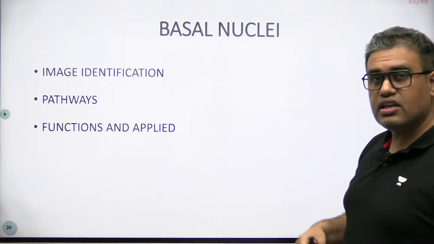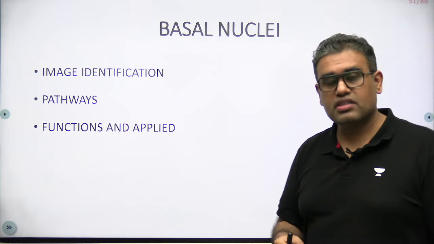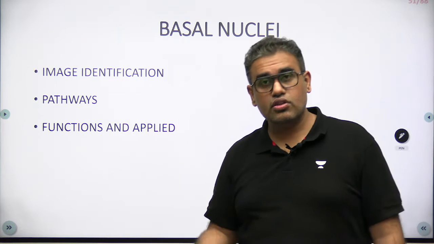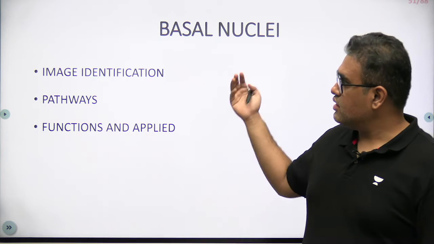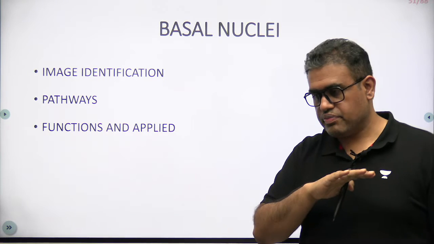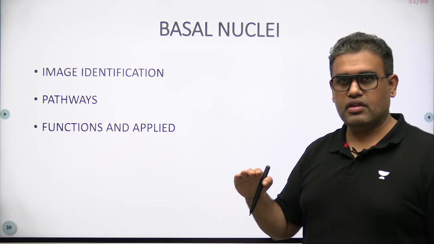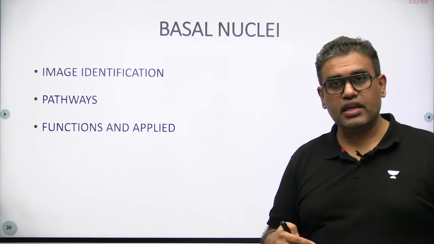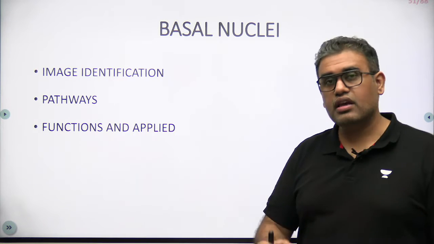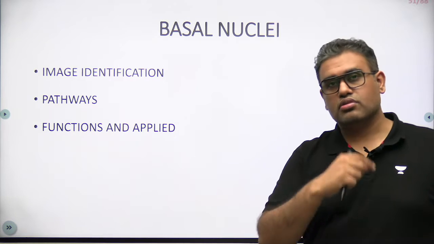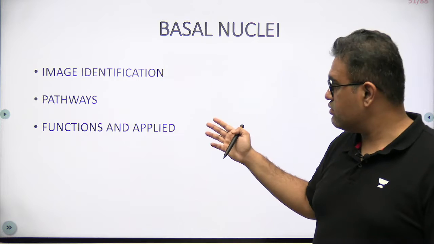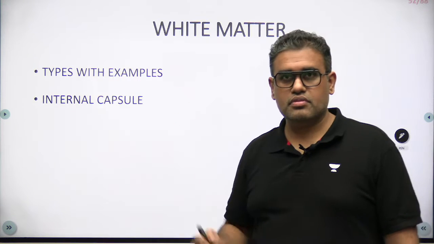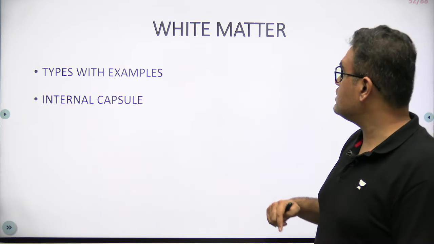Then comes the basal ganglia or basal nuclei. A lot of books still write basal ganglia, but it's basically basal nuclei: the caudate, putamen, lentiform and all those nuclei. Image identification, because in a lot of transverse sections of the brain they may ask you about the basal nuclei and the white matter fibers running between them. Mainly I'm talking of the internal capsule, that can be asked. Pathways are also there, the direct and the indirect ones, their function and applied part. Again basal nuclei, you will find in some special classes.